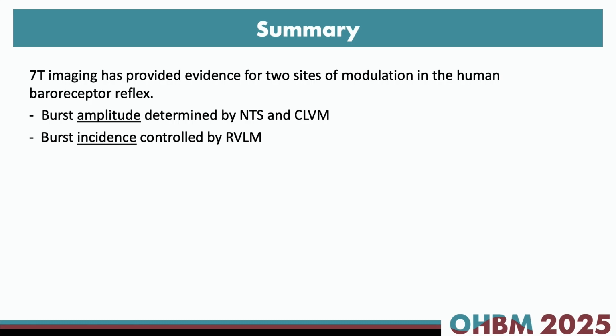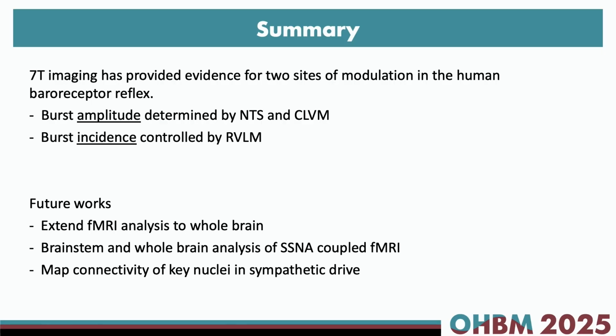So we believe that, for the first time in humans, we've managed to use 7T imaging to provide evidence that there are two sites of modulation in the human baroreceptor reflex: amplitude controlled by NTS and CVLM, and burst incidence controlled by RVLM.